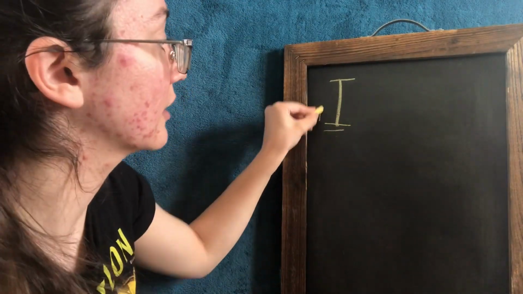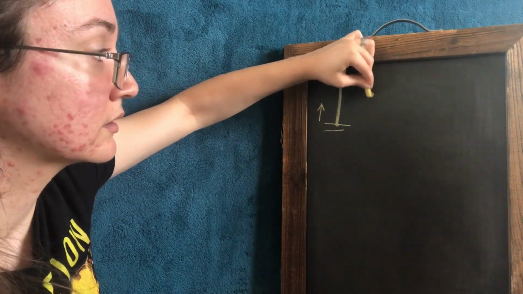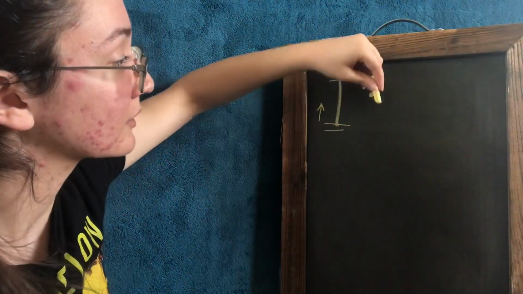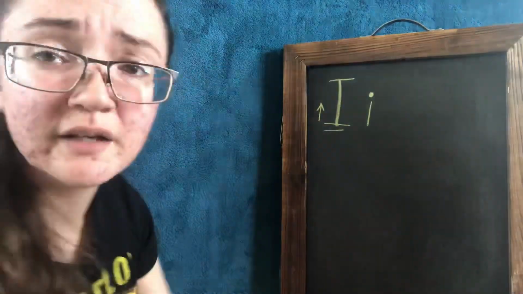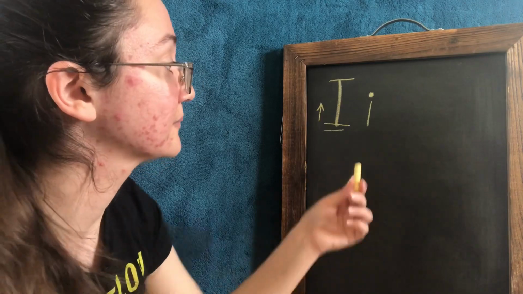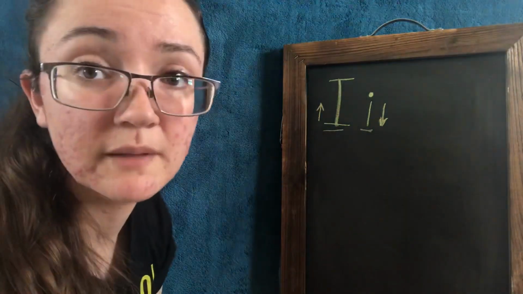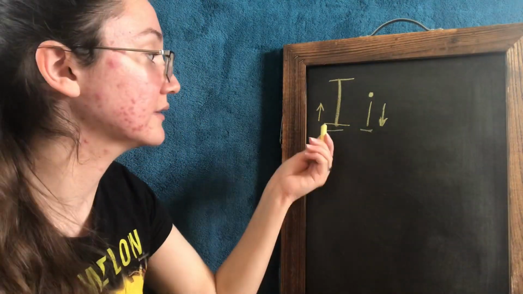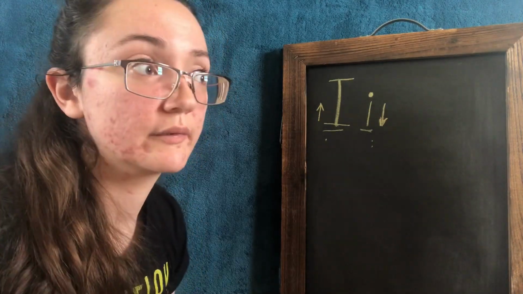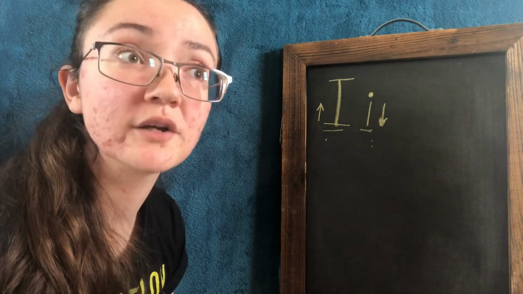Uppercase. Okay, this one is the lowercase. Now, I don't know why I started with the dot, because that's probably confusing, but a vertical line with a dot over it, that's an I. Okay, now this little guy right here, lowercase. So we've got uppercase, lowercase, I. Now, what words start with I? Iguana. Iguana starts with I.